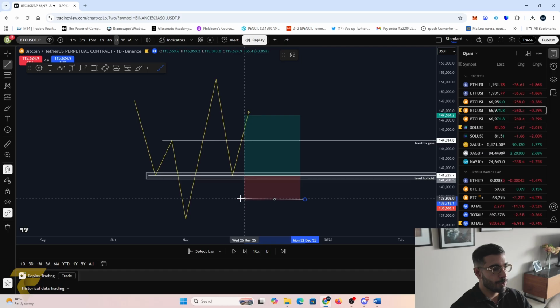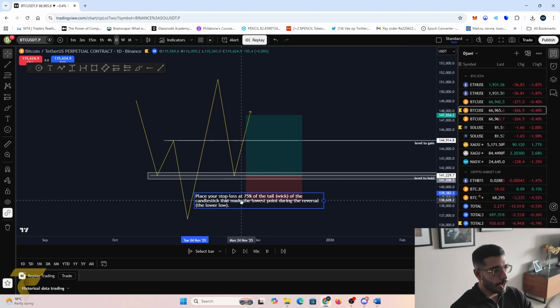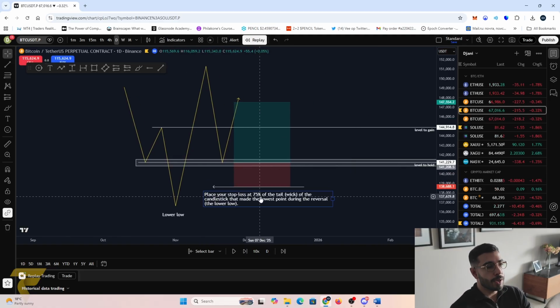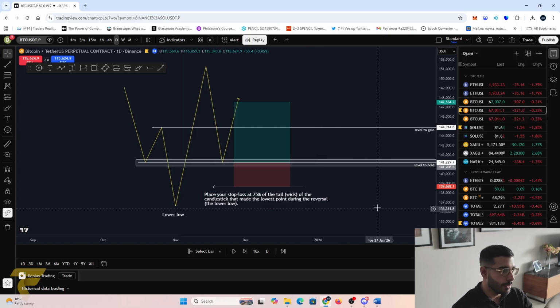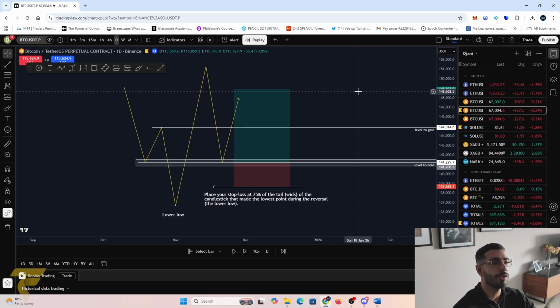What is very important, especially for pretty much everything, is that you place your stop loss at 75% of the tail or the wick of the candlestick that made the lowest point during the reversal, the lower low. Why 75%? This is just to guide you, to give you a tip which allows you to give your trade some breathing room. You need to give your trade some space and some room to do whatever it needs to do before giving the anticipated surge or pump or whatever you would like to call it.